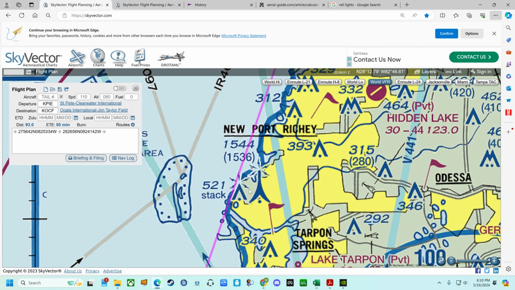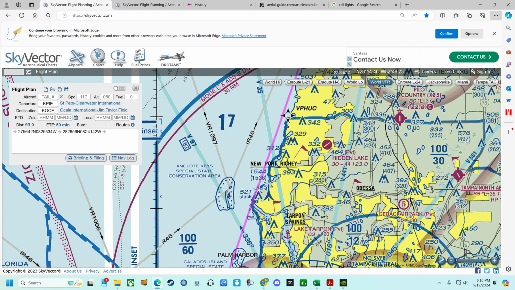maybe a point I want to look out for are these really tall lit obstructions over here. Lakes and rivers and things, those types of things are going to be very difficult to see at night. So it's going to be very hard to notice those things at night. It's just all going to blend together.